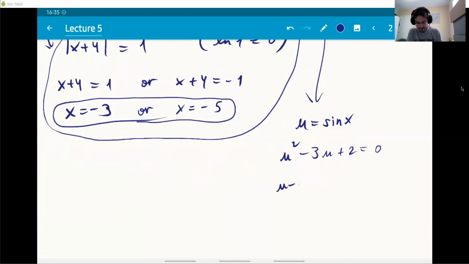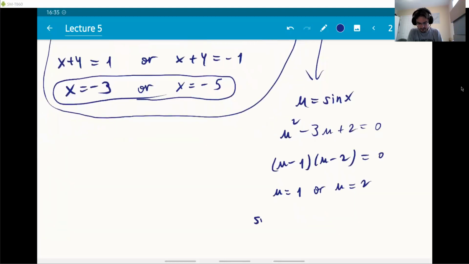And if you factor this, u minus 1 times u minus 2 gives you precisely this quadratic. Try to factor this any way you like. You can use the quadratic formula also. Solving a quadratic should not be a thing that you're having trouble with. This gives you the values u equals 1 or u equals 2. But those are only u, where we're trying to find x, where u is sine of x.